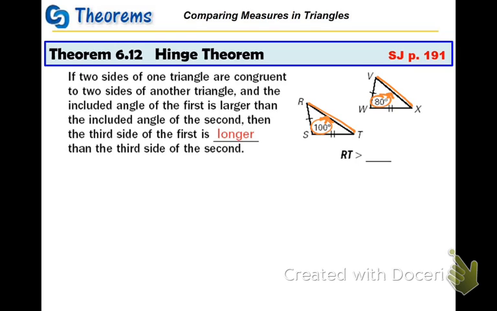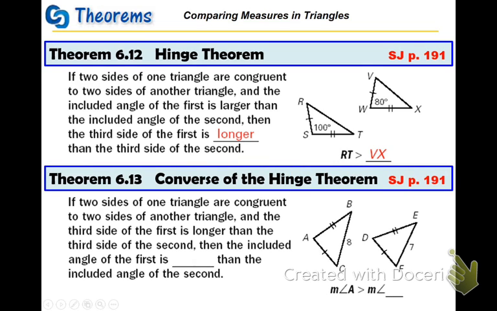Okay? The same thing is going to happen in the converse theorem. Except instead it gives you sides, and then you're going to have to make a statement about the angles directly across from them. But it's the same idea. If you have 2 sides of one triangle that are congruent to 2 sides of the other, and the third side of the first is longer than the third side of the second, then the included angle of the first is larger than the included angle of the second.